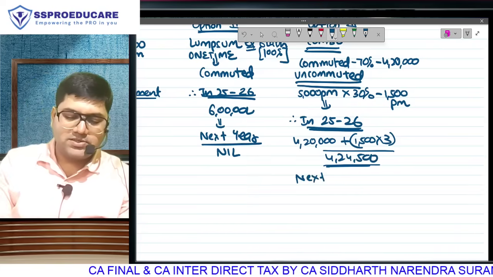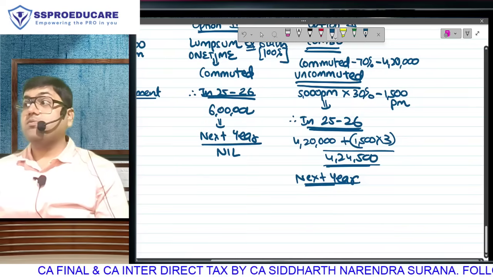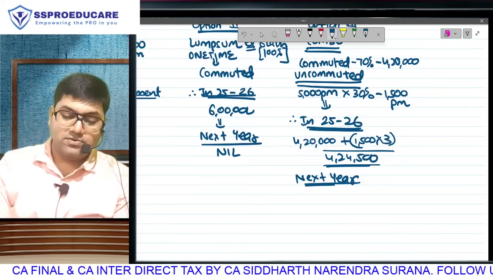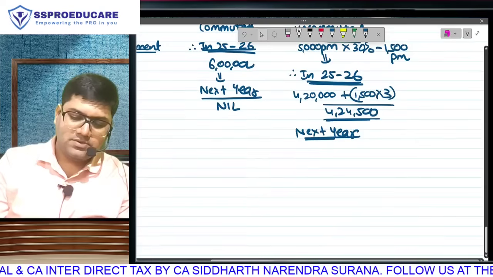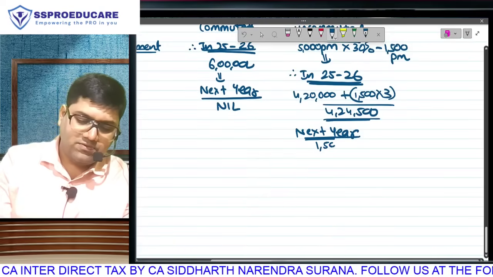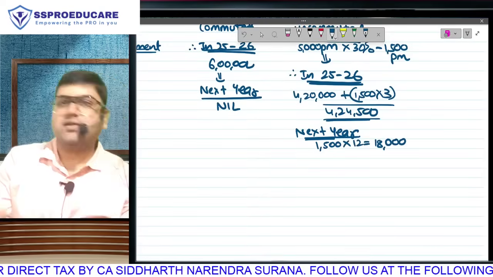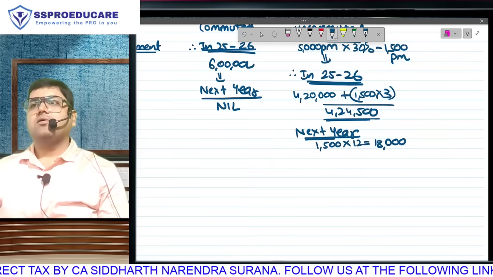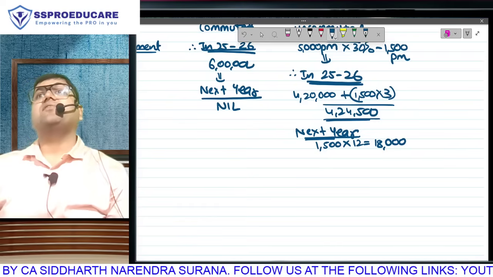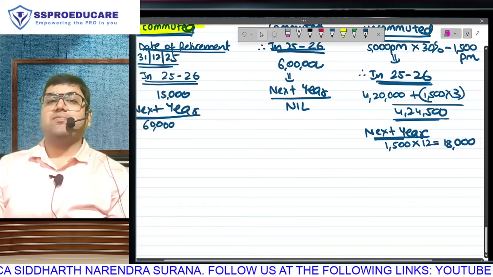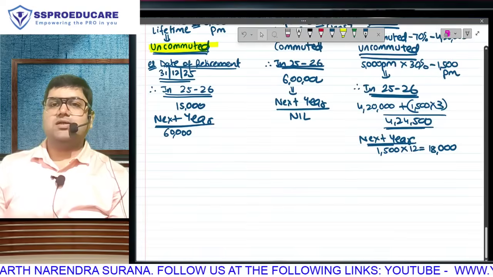Okay, wait. I want to see if you have understood this also. Next year, will I get pension? Will 5,000 fully stop? No, because I have not taken full 6 lakh. So what will I do? Will I get some amount still? How much? 1,500 into 12, that is 18,000. And this 18,000 will continue year after year. So if I take full 6 lakh, then 5,000 is 0. But if I take 70% of 6 lakh, then I will get 30% of my uncommuted also. Are you understanding this?